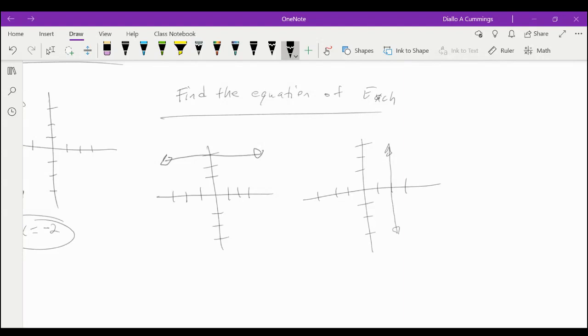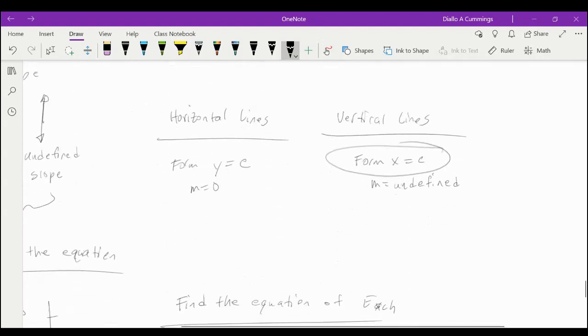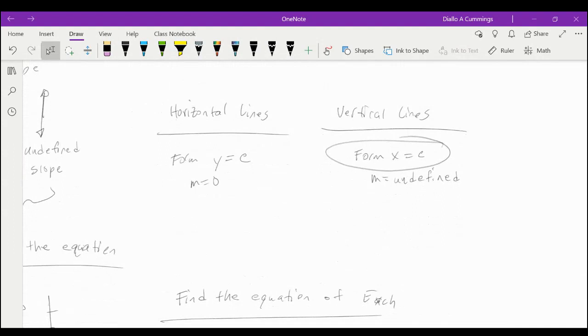All right, so while you're doing this, just keep this in mind. If it's a horizontal line that goes from east to west, it's going to be in this form: y is equal to some number. And if it's a vertical line, a straight up and down line, it should be x is equal to some number.